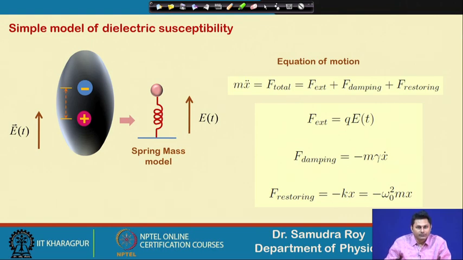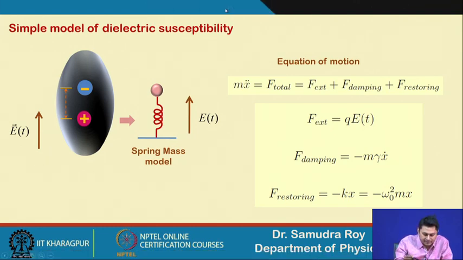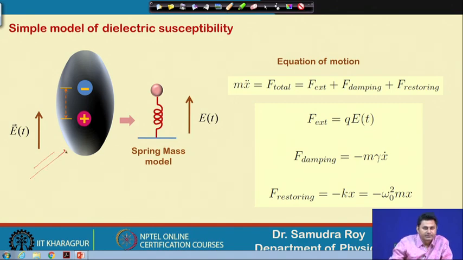Okay. So, as some sort of recap, I would like to introduce again the simple model of dielectric susceptibility, which is nothing but the shifting of the electron cloud by application of some electric field. If I apply some electric field, what happens is shown here in this figure. Here we have the electric field that is being applied.